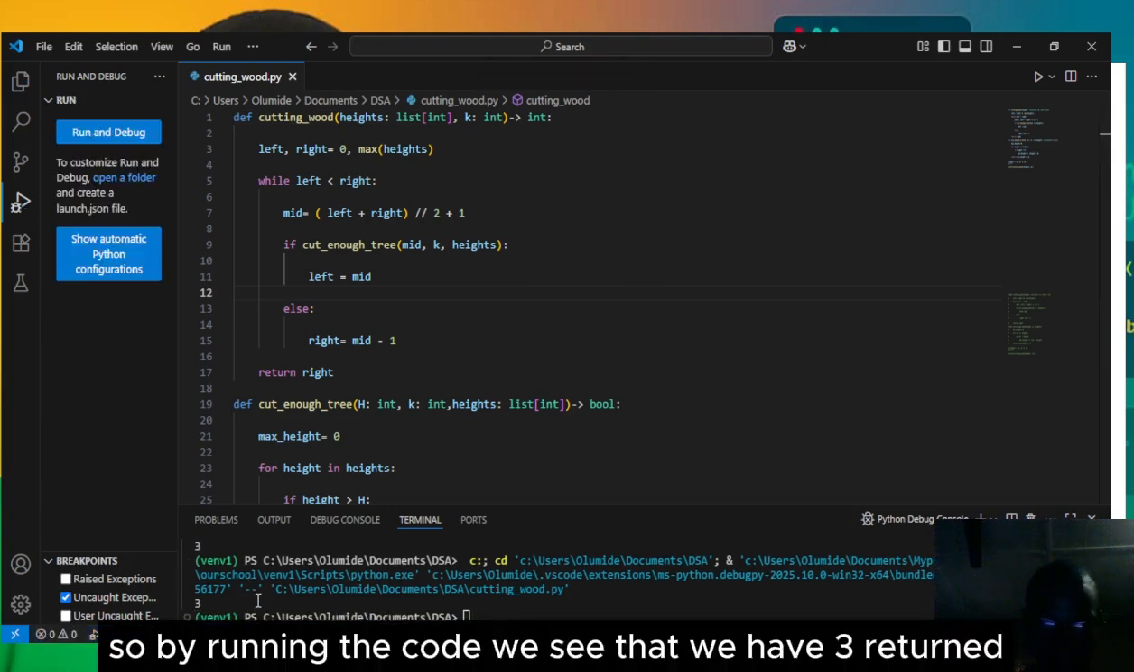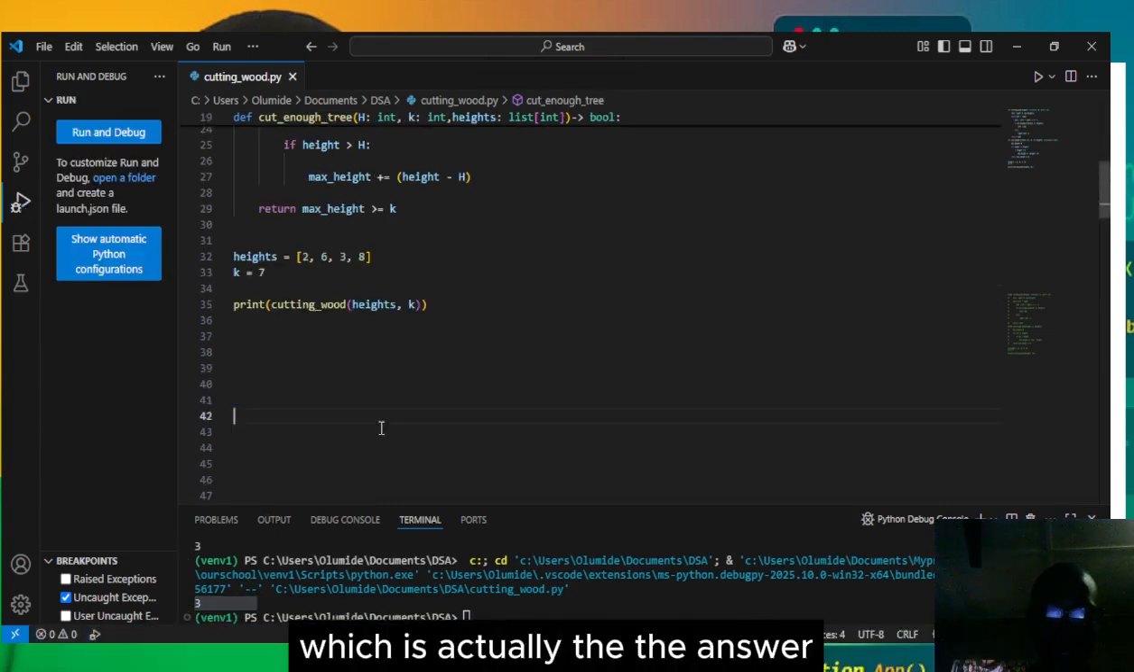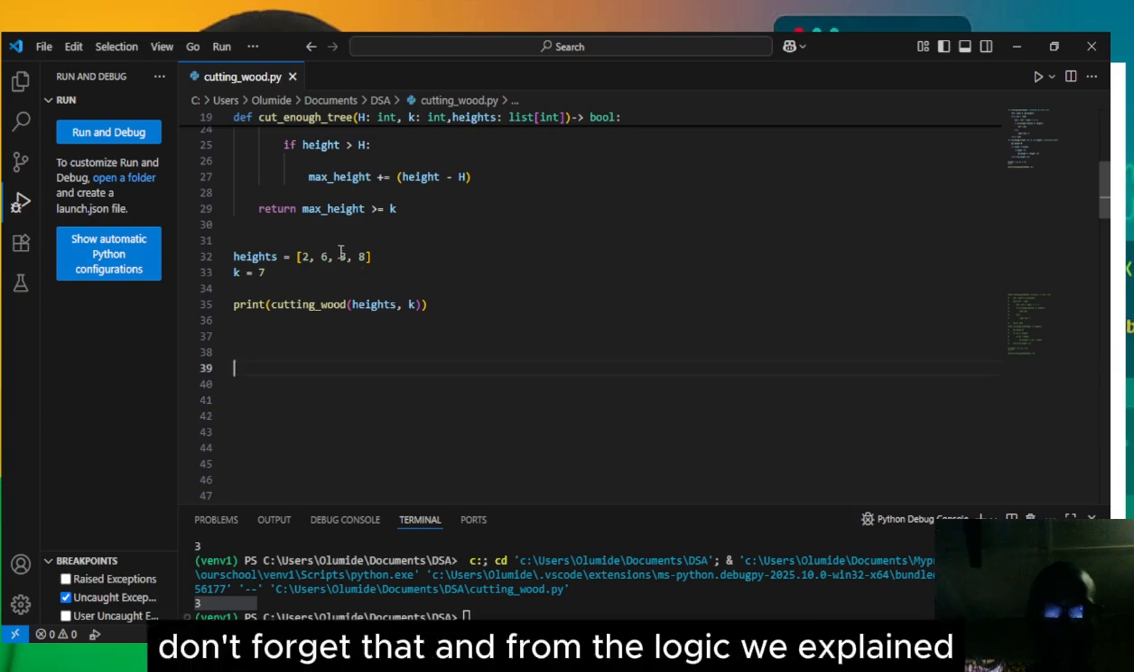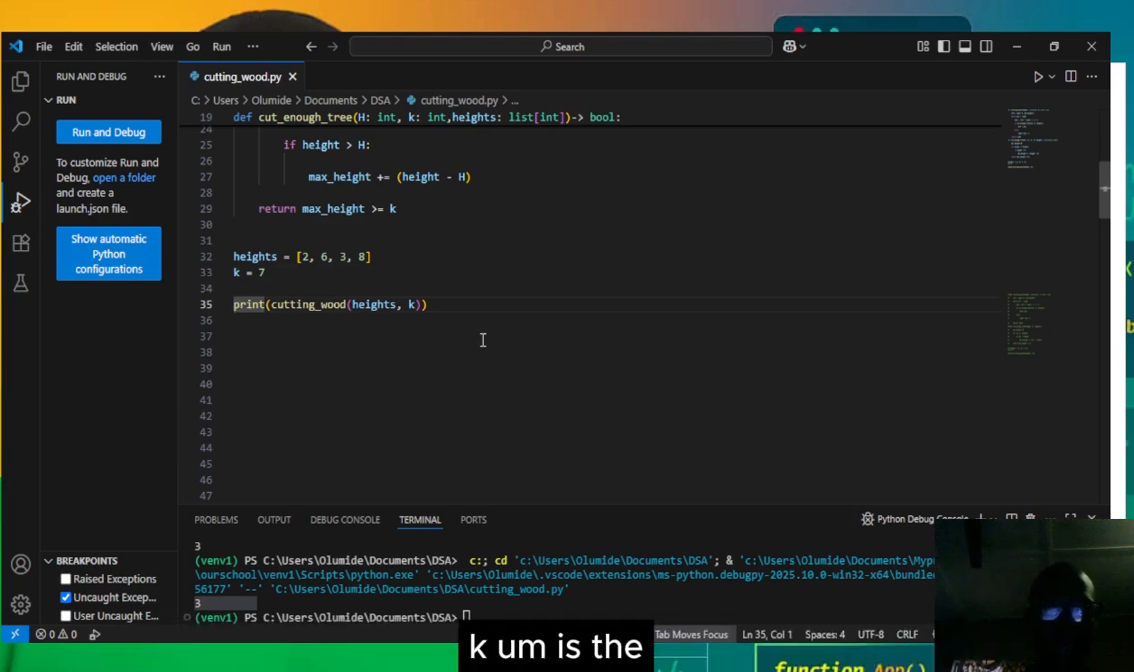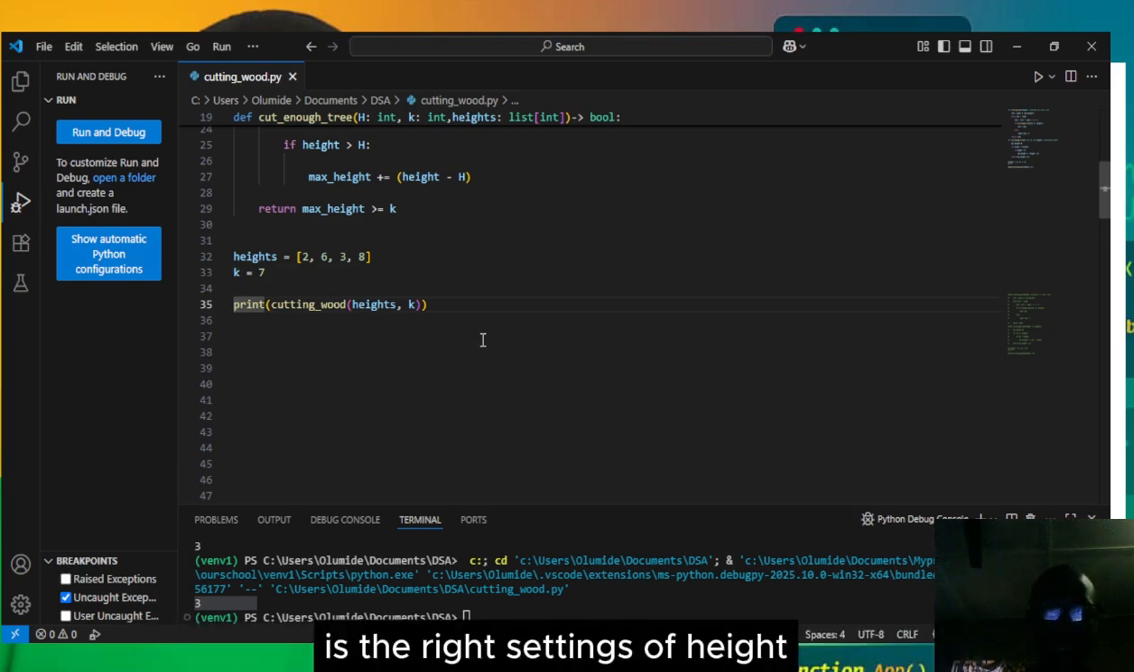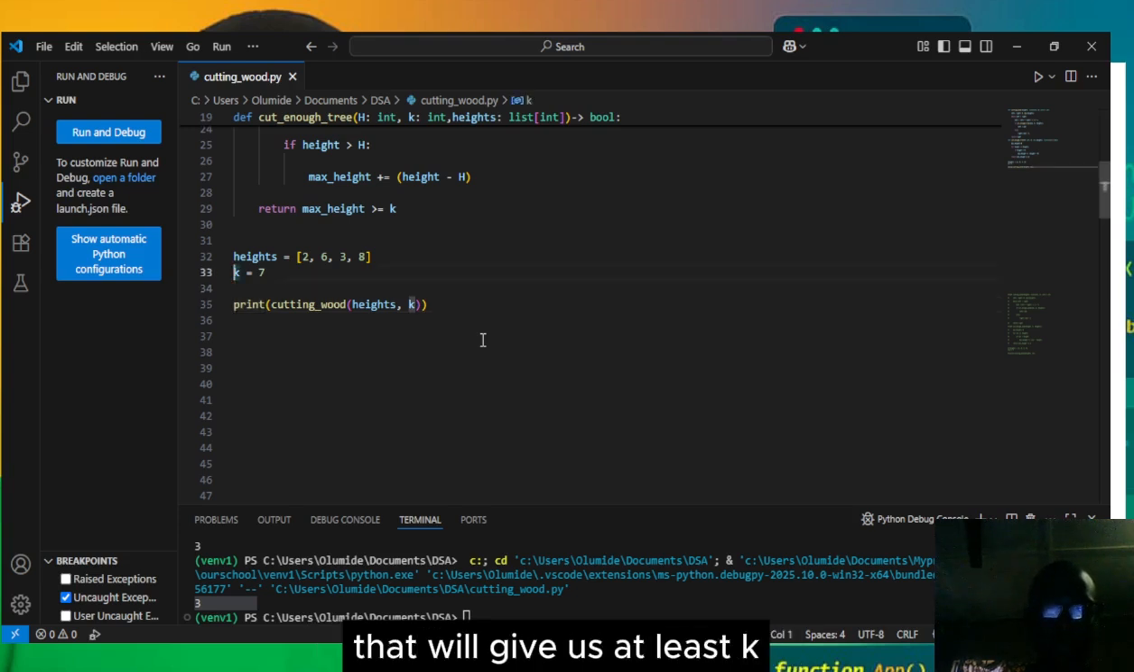By running the code, we see that we have 3 returned, which is actually the answer. Don't forget that from the logic we explained, we see that 3 is the right answer, the right setting of height for the tree cutter that will give us at least k, which equals 7 meters.